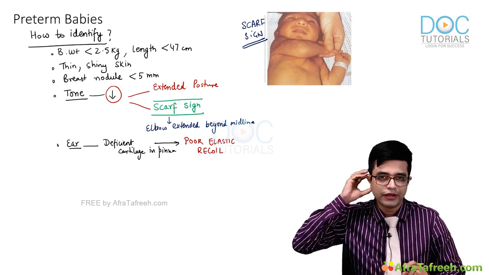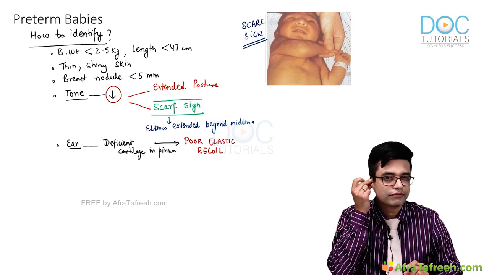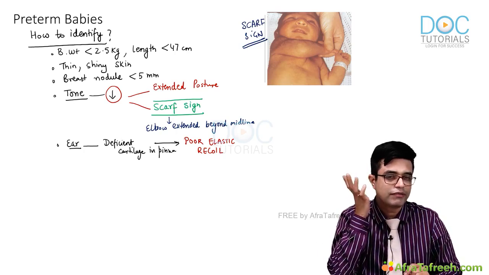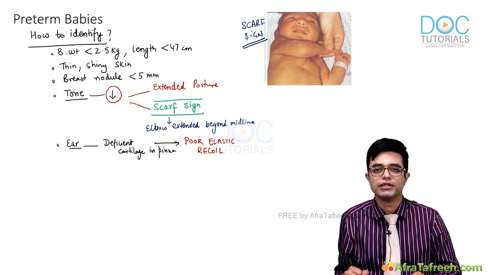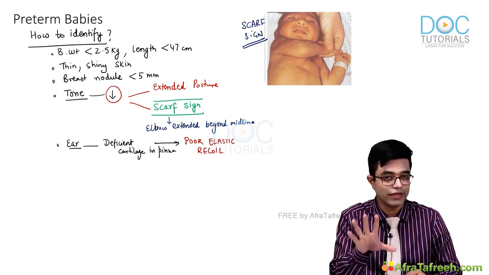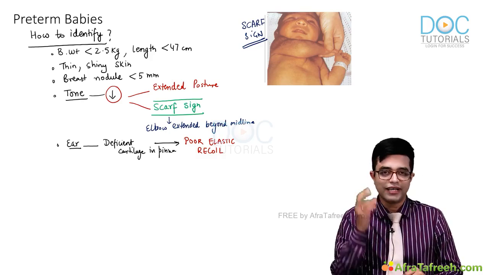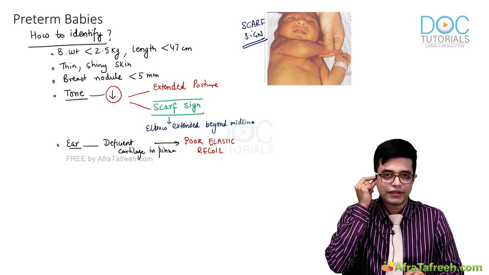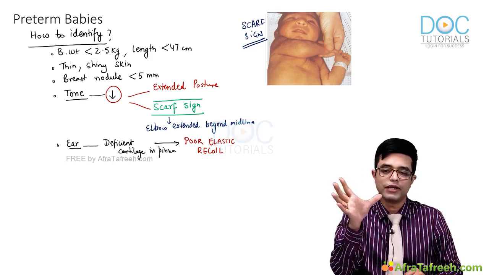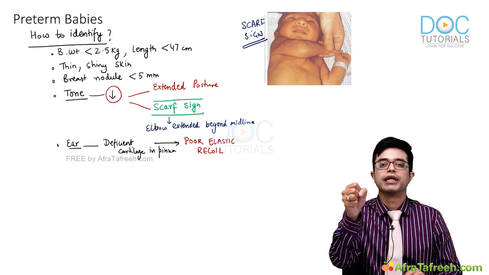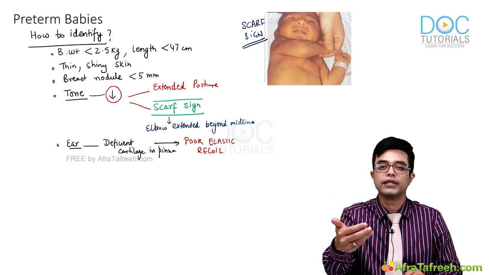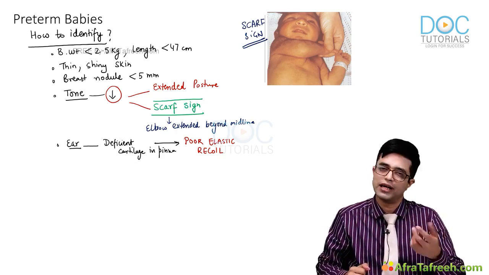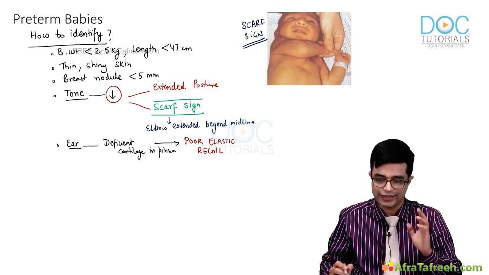You have your ear. Try to fold it like this. I folded my ear. I leave it. Immediately it comes back to its normal place. That is known as elastic recoil, right? Now you have a premature child. You fold the newborn's ear. It will get folded up. Once you leave it, it will remain folded for some time. That is called poor elastic recoil because the cartilage is not properly developed. Another useful clue you can check at the bedside.